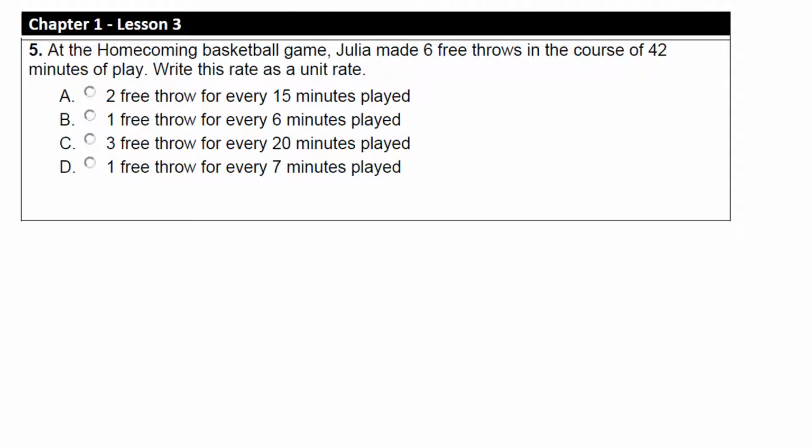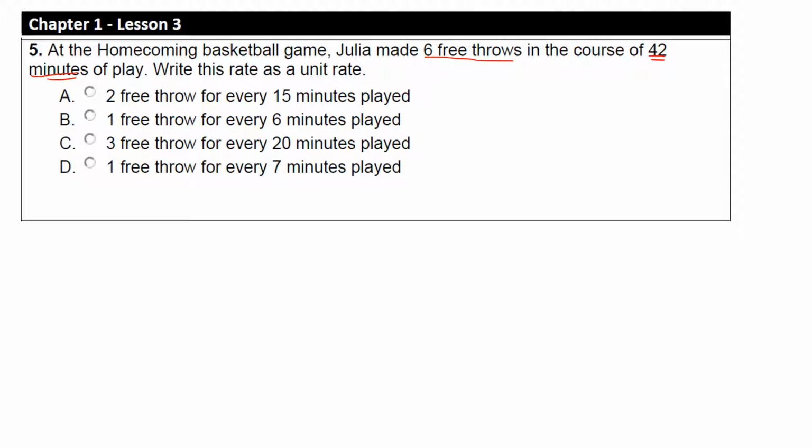Question number 5. At the homecoming basketball game, Julia made 6 free throws in the course of 42 minutes of play. Write this as a unit rate. Now, one thing here is that we're comparing free throws to minutes of play. So we need to look at what thing they want us to make the unit rate. So we want to look at the answer choices. 2 free throws for every 15 minutes played, 1 free throw for every 6 minutes played, 3 free throws for every 20 minutes played, 1 free throw for every 7 minutes played.